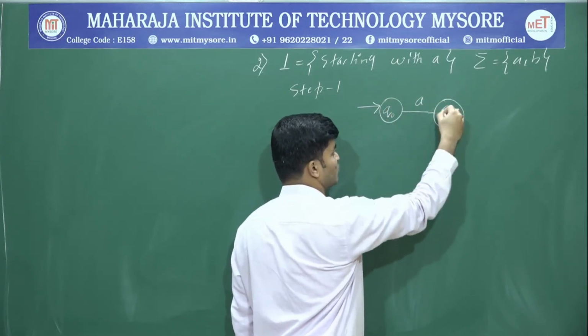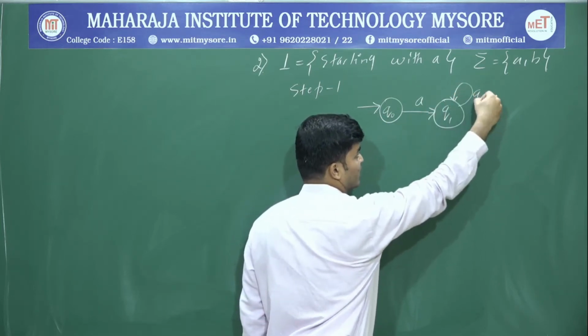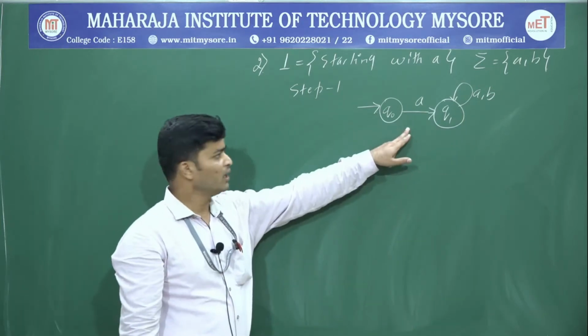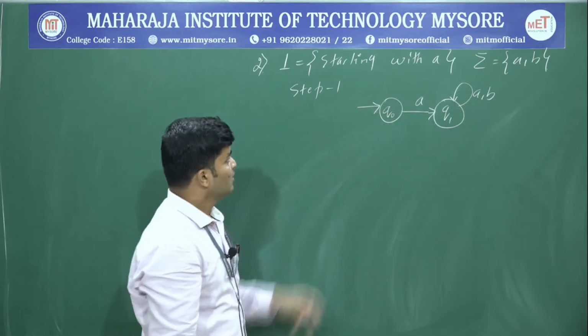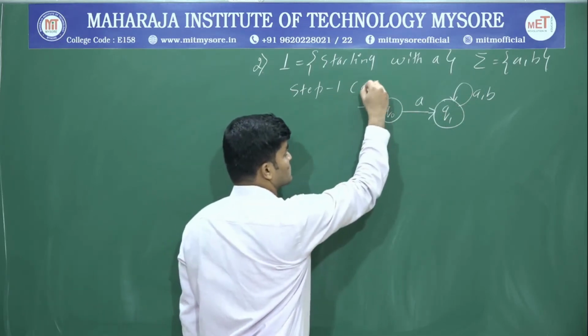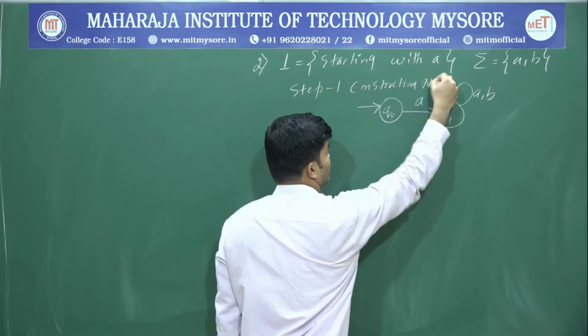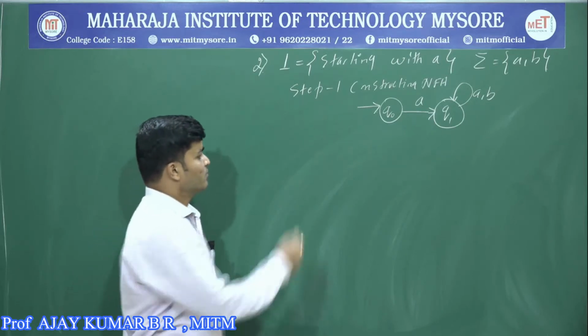So Q naught goes on A, therefore afterwards you can have anything that is made up of sigma, that is A comma B. So now this is your NFA. Starting with A, ending you can have anything. This is your step number 1, constructing the NFA for the given language. So what is step number 2?